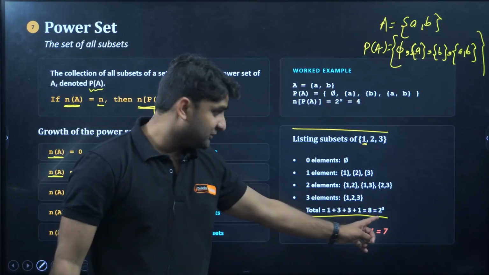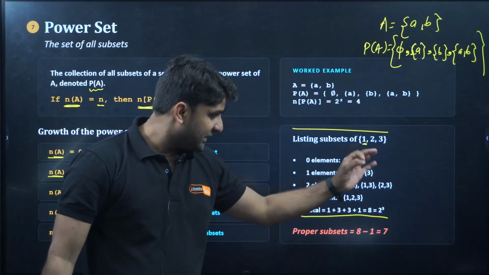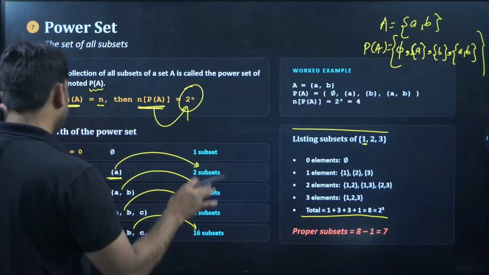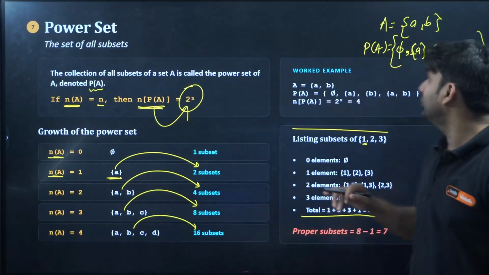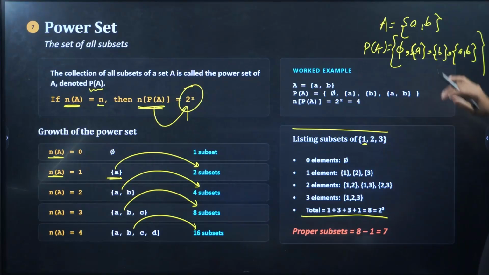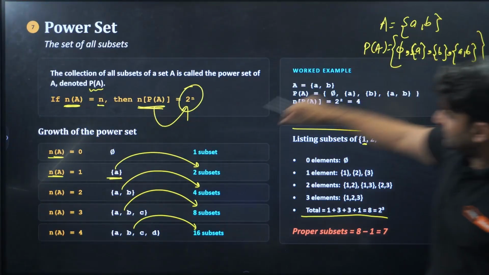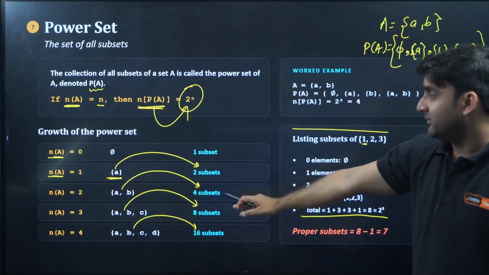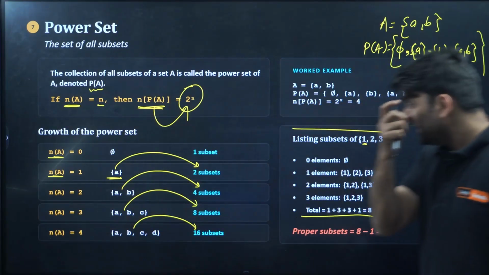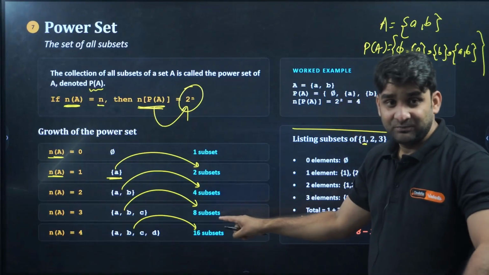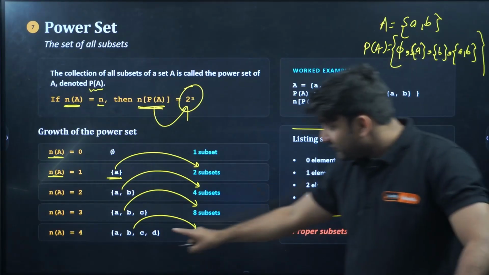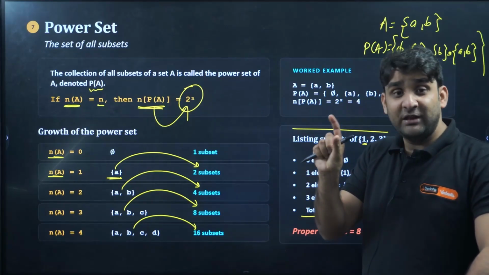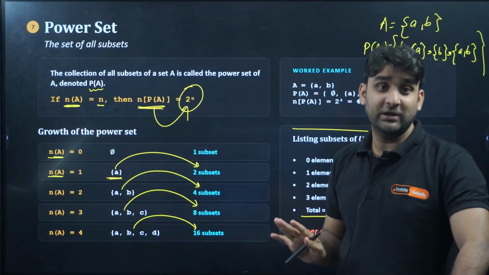And 2 to the power 3 means what? 2, 4, 8. Total sets will be 8 subsets, the power set. So basically this is the rule, guys, by which we can write. Listen, one more interesting part here is, if n is equal to 2, {a, b}, 4 subsets are there. If n is equal to 3, how many subsets? 8 subsets. Now if 4, we have 16. This is also the rule, guys.